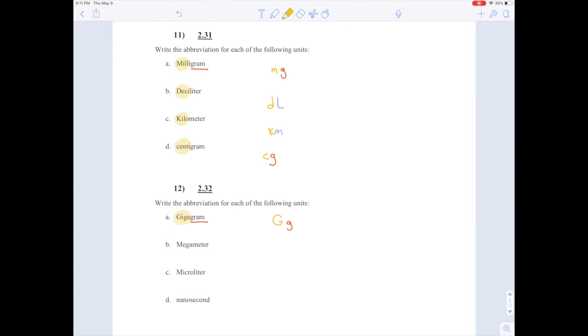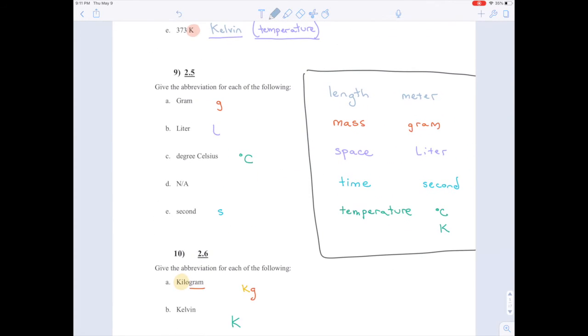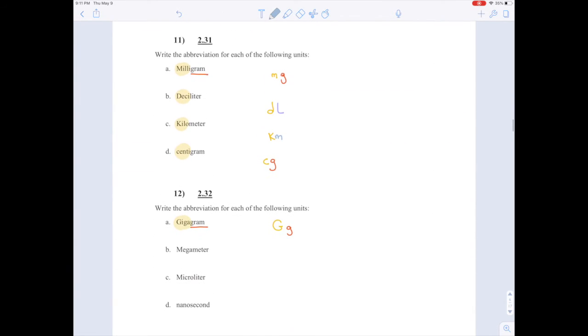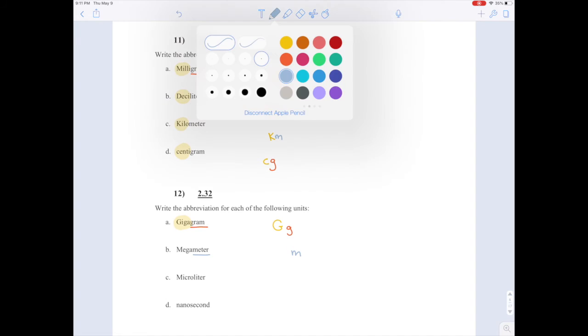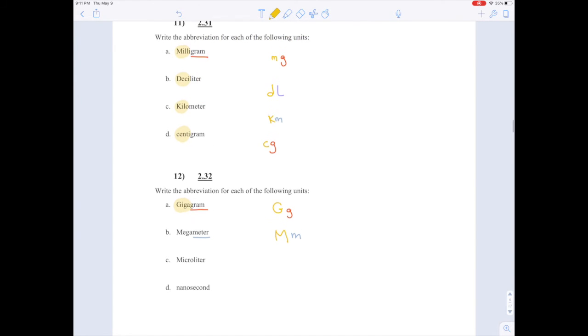We have megameters, and we can see the meters. Meters measures length. So here, this meter is abbreviated just with the M. And then for mega, we're going to have a capital M. So we're seeing a couple capital letters here. For giga, we saw a capital G. For mega, we have a capital M.